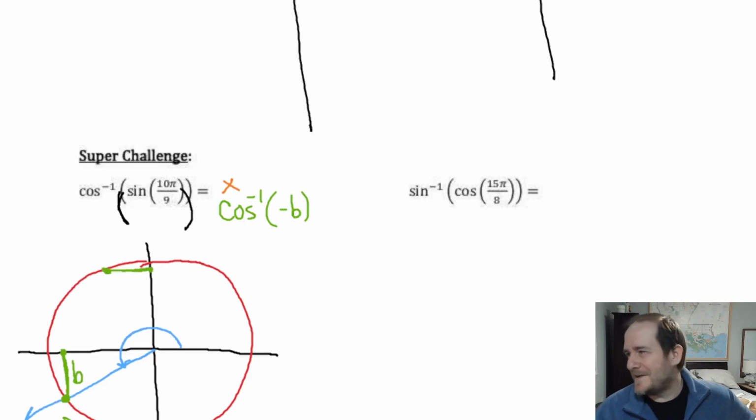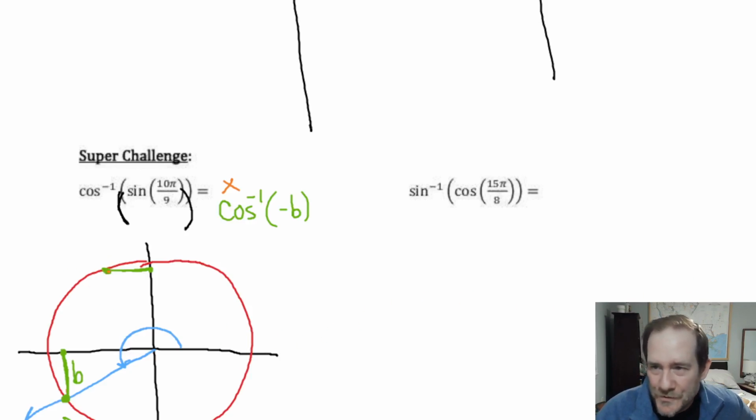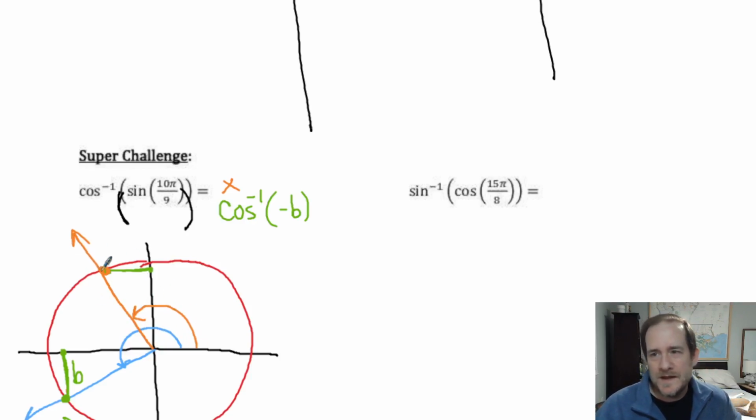I don't know if anyone understands this, but I hope you do. So I guess what I'm saying is that angle right there, that orange rotational angle, has the same x coordinate that this blue rotational angle has as its y coordinate. Maybe I've never tried to explain this in my life. I hope that made sense, guys.